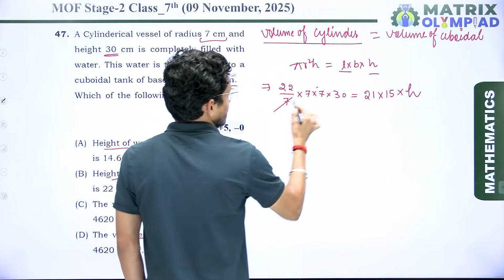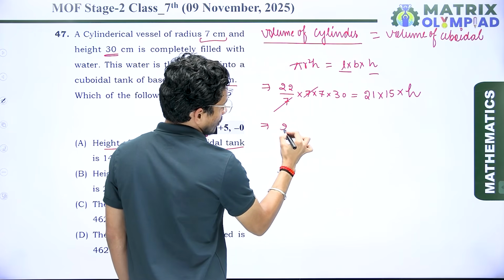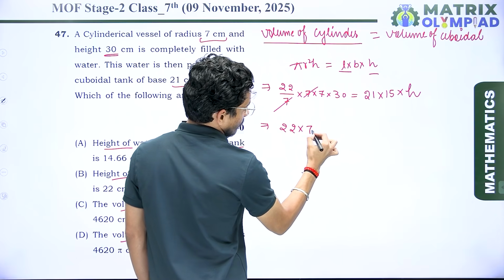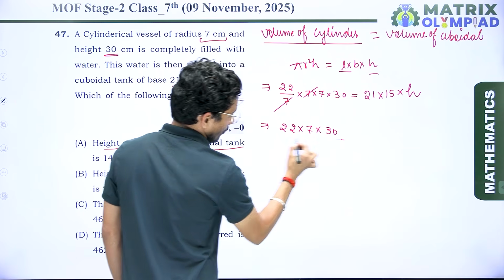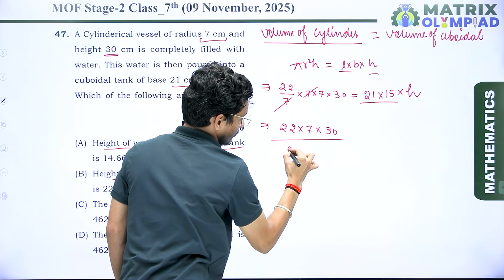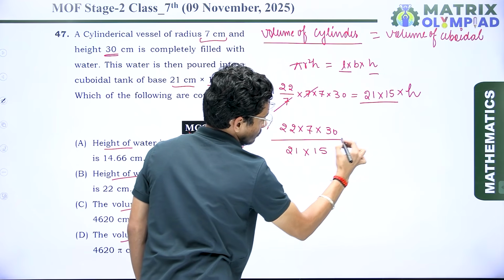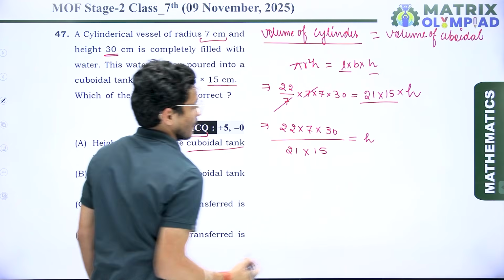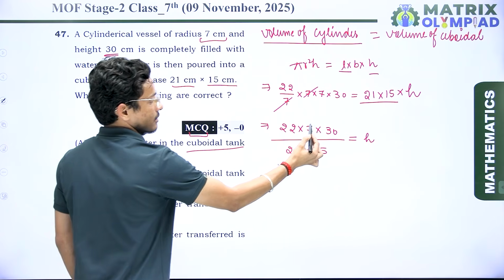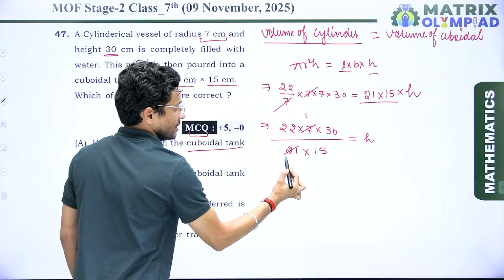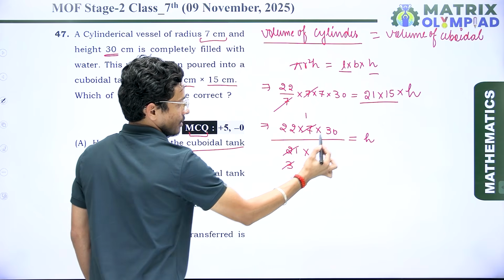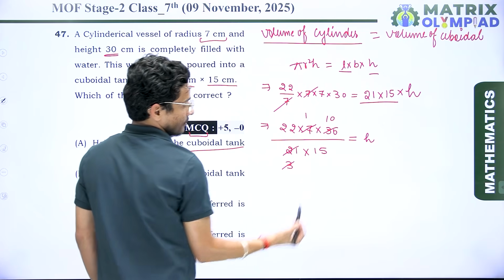Here 7 and 7 cancel out. So I can write 22 multiply 7 multiply 30 upon 21 multiply 15, which is equal to h. So 7 1 ja 7, 7 3 ja 21. So 3 1 ja 3, 3 10 ja 30.